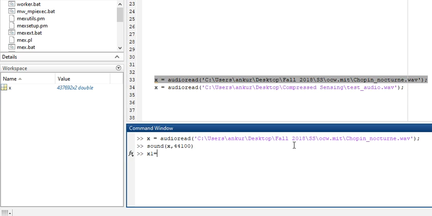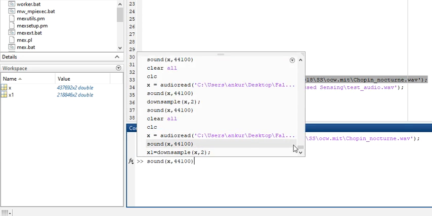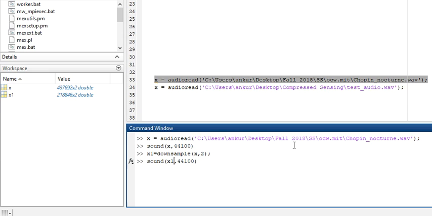Now let's downsample this. So downsample x by a factor of say 2. Okay, and let's play this x1, and I'm not changing the sampling rate, and let's see what happens by not changing it.